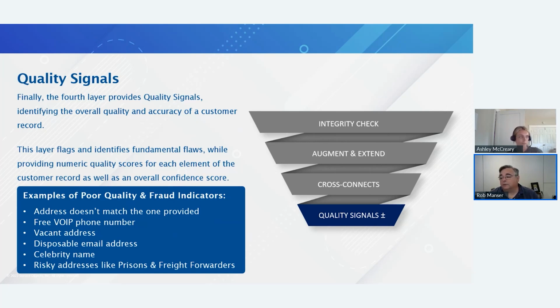Some of the examples that might get poor quality scores are, again, like I talked about, the addresses don't match, or maybe they're using a free VoIP phone number. Those are very easy to generate in a fraud environment, and they're used quite a bit. Maybe they're using a vacant lot address, or a disposable email address, or they just made up some horrible name or used some celebrity name because they're lazy in creating it. So those all can contribute to what we call this overall confidence score.